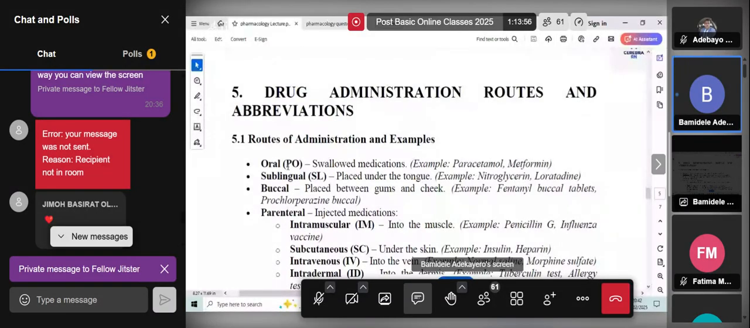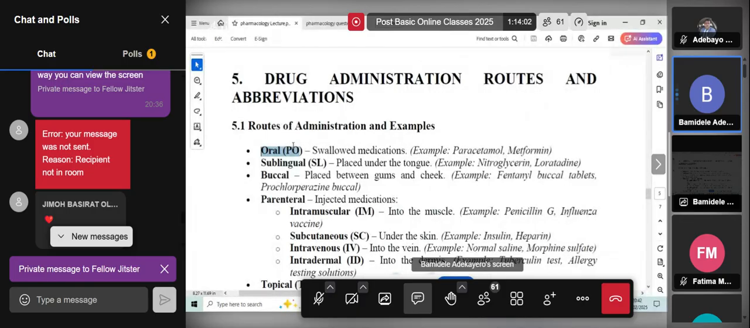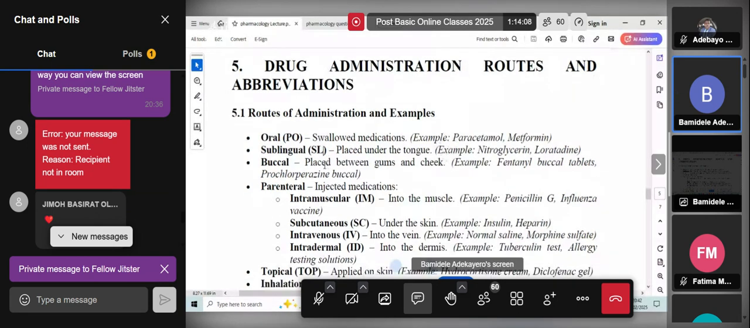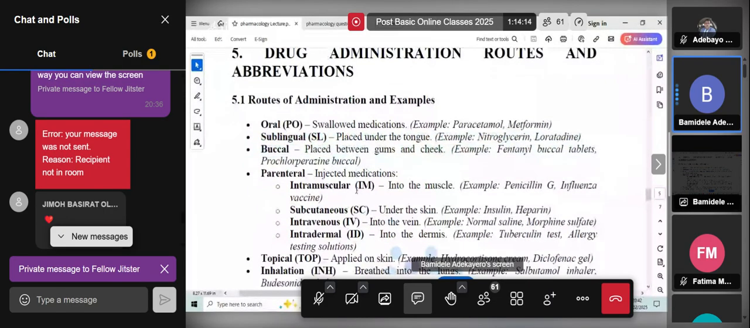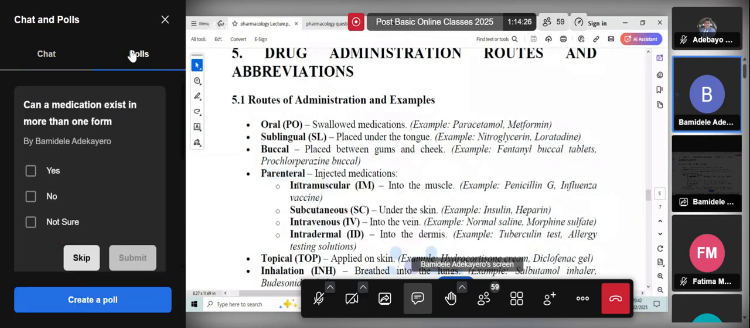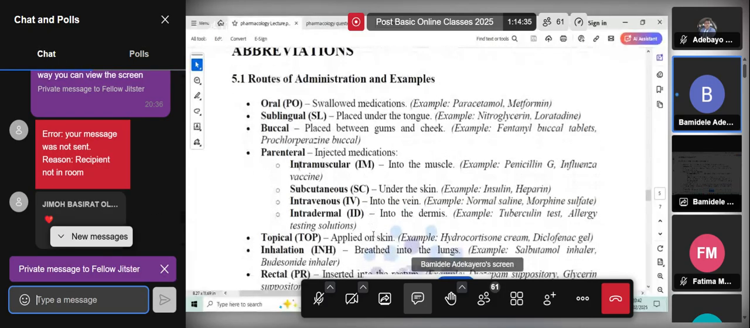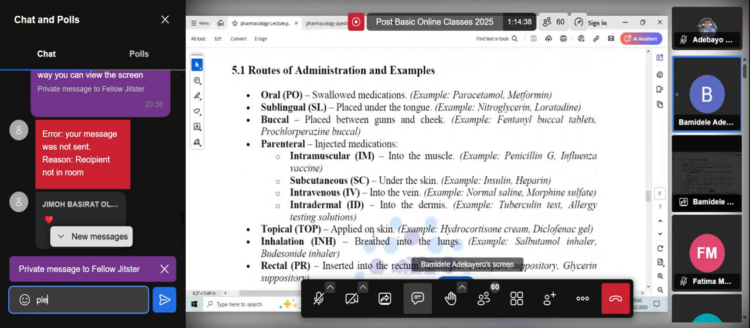These are routes of administration. We have some routes, simple ones, done it before. The oral route is when you swallow. The sublingual, like I said, is placed under the tongue. The buccal one is in your cheek. We have the parenteral route. This one is now further divided into 4. Parenteral means it is injected into your body, and it can be intramuscular, subcutaneous, intravenous, intradermal. Those are the common examples of parenteral route.